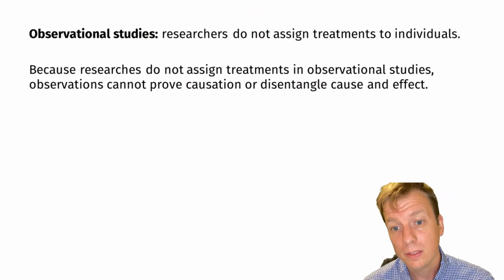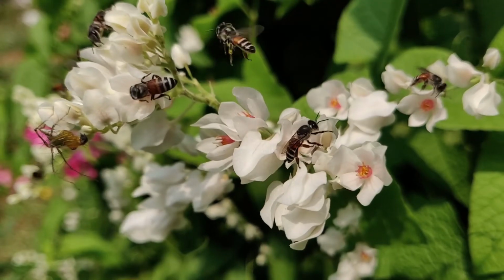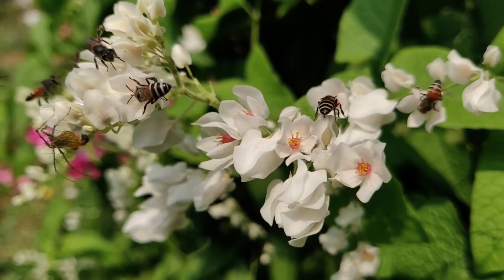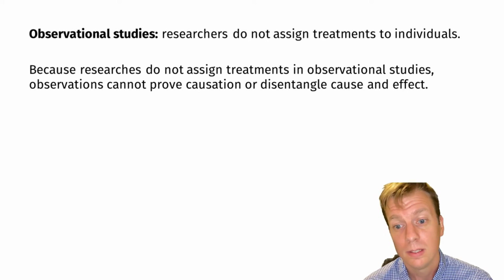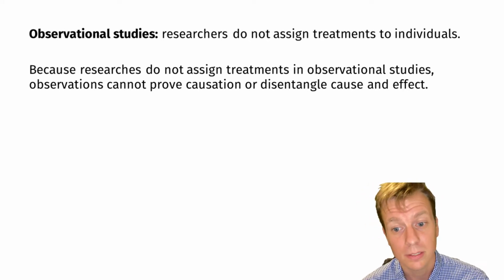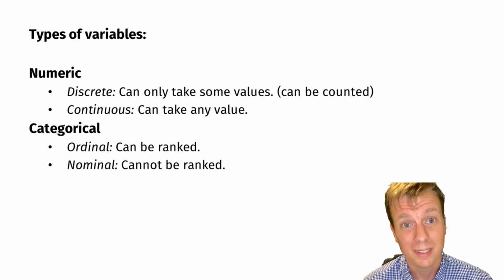Scientists must be very careful about which variables they compare and how they interpret their results when doing empirical studies because of these confounding factors. The other type of study is observational studies, where researchers do not assign any treatments to individuals. Instead, they observe and record natural phenomena in real time. Because researchers do not assign treatments in observational studies, observations cannot prove causation or disentangle cause and effect. Both types of studies measure variables within samples.